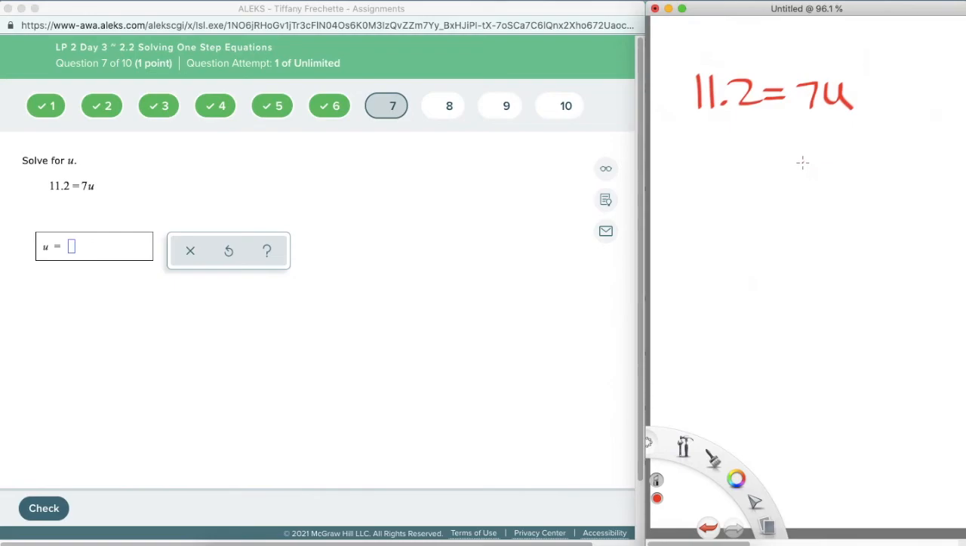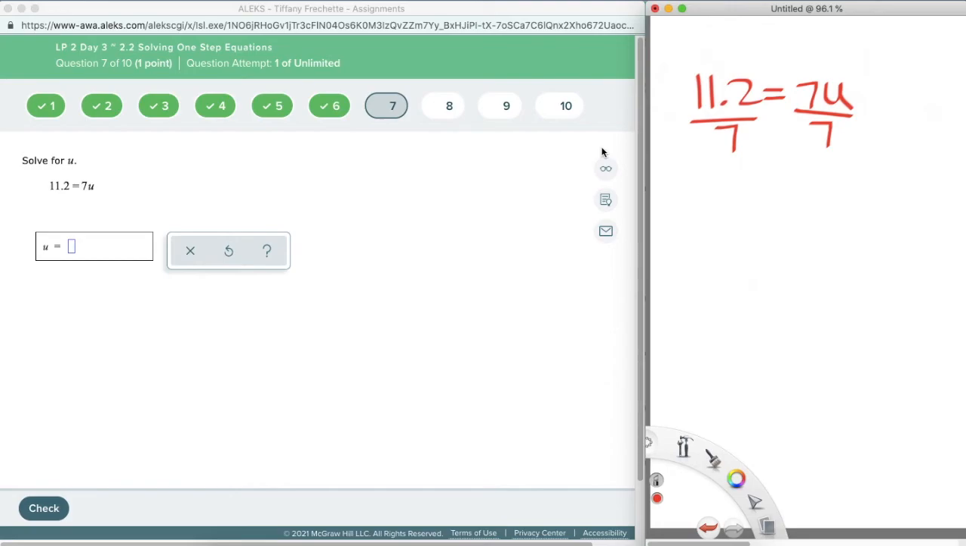So I'm always looking to get the variable by itself. So I want to say what's being done to the variable. I'm multiplying by 7. So I'm going to divide by 7 on both sides of the equation. They do not give you access to the calculator for whatever reason on here, but it's probably a little easier to use the calculator. You don't have to. You can use long division for this one, of course.